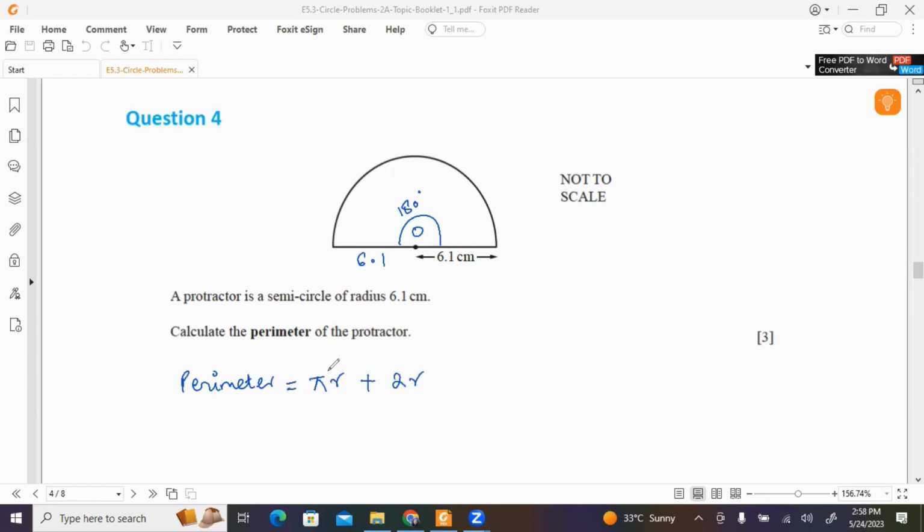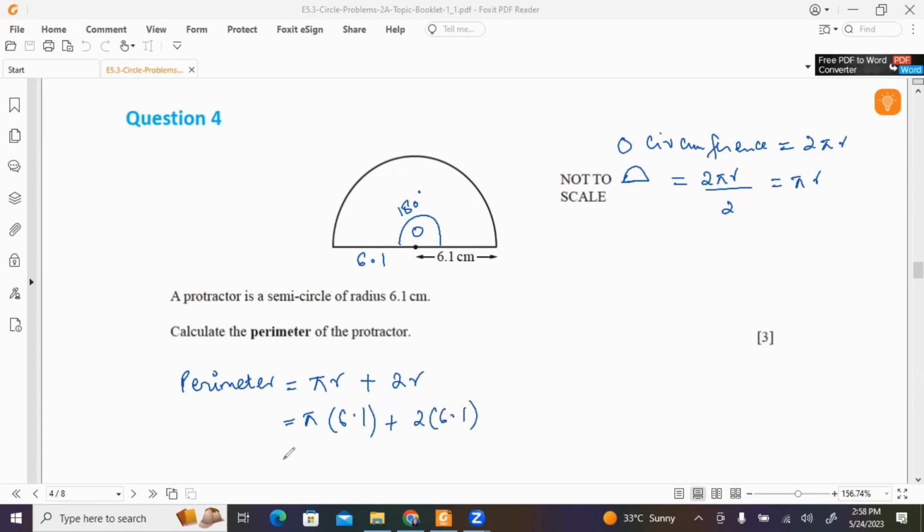2r. The reason why I'm using pi r is because the circumference has the formula of 2 pi r for a full circle. For a half circle, it's going to be 2 pi r divided by 2, which is pi r. Hence pi r over. Pi times 6.1 plus 2 times 6.1. Plug this in the calculator. So pi times 6.1 plus 2 times 6.1, that's 31.36.